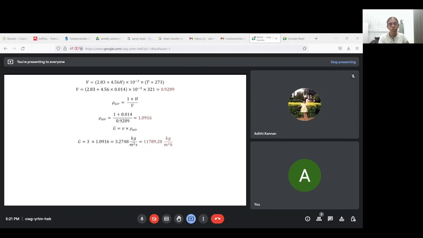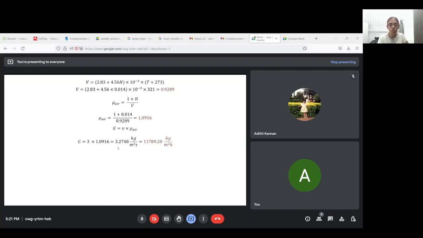So when you calculate this, you get 3.2748 kg per meter square second. The expressions that we have for the relation between your heat transfer coefficient and your mass velocity require the input to be given in terms of per hour. So if you have your value in terms of per second, you need to convert it into per hour and then only substitute inside the expression. That will give you the heat transfer coefficient.